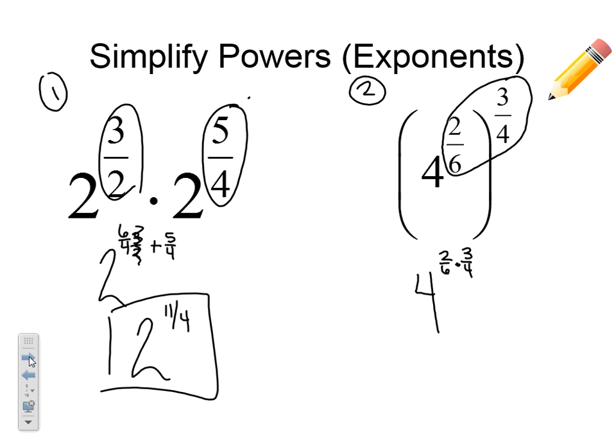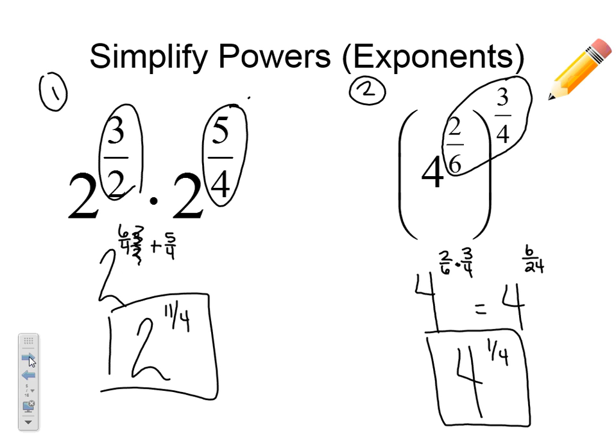So I can just multiply straight across here. I'd have 4 to the 6/24. You can't leave 6/24. That's just not right. We need to simplify that. It becomes 4 to the 1/4. And again, if you're using your fraction buttons on your calculator to add or subtract or multiply fractions, that's fine. Just make sure your final fraction exponent matches what we have here.